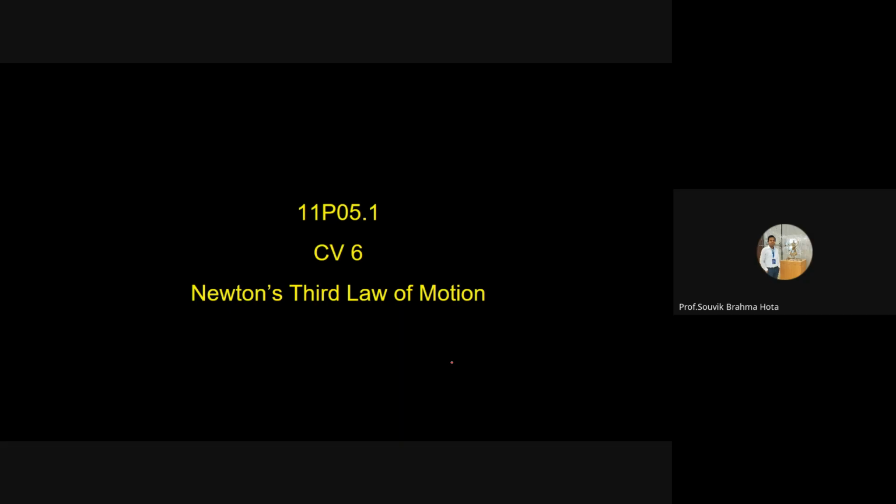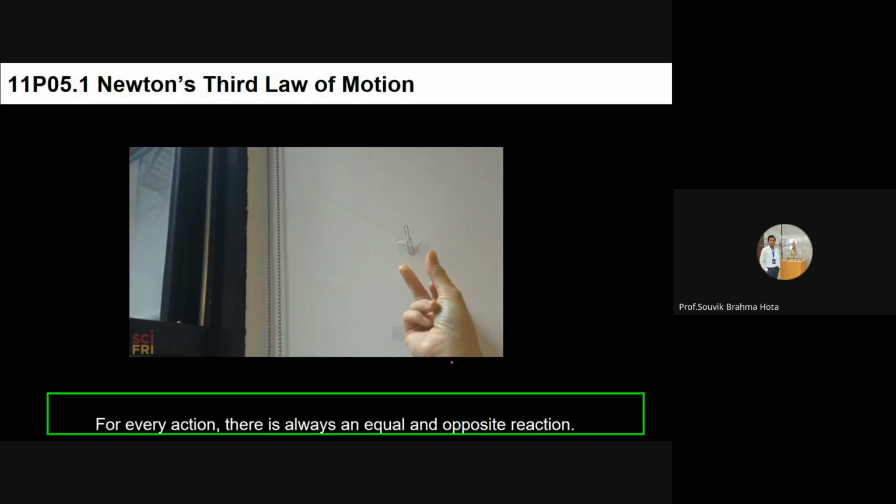Okay. Now the third law of motion. See this balloon which is fitted with a straw and passed through a thread. When you release the balloon, because there is an opening, what will happen? From this direction the air will come out from the balloon.